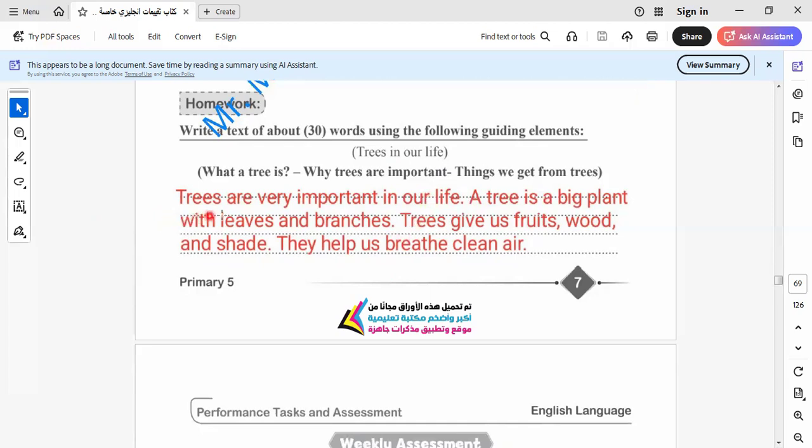Okay. So here we have: trees are very important in our life. A tree is a big plant with leaves and branches.